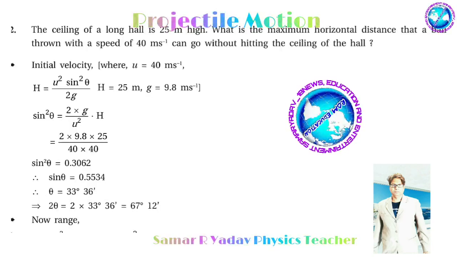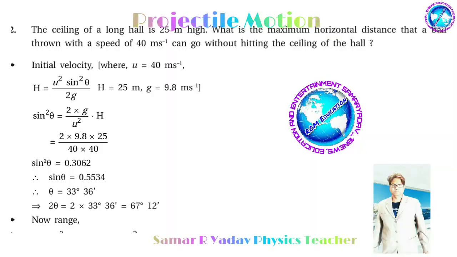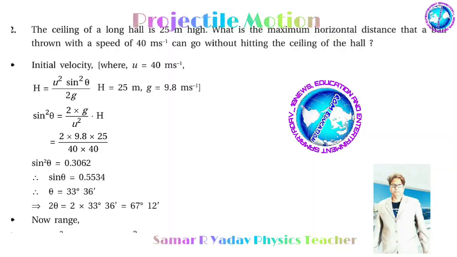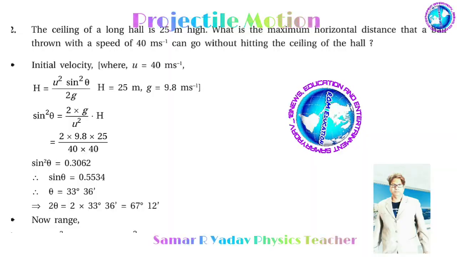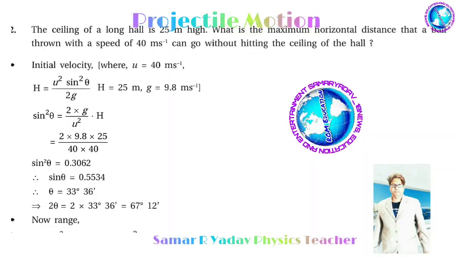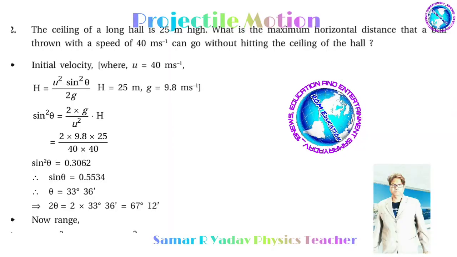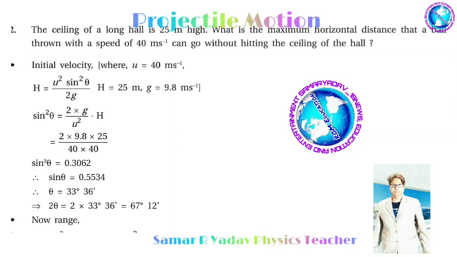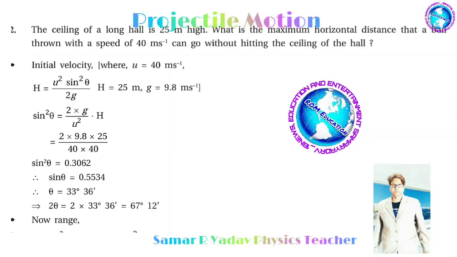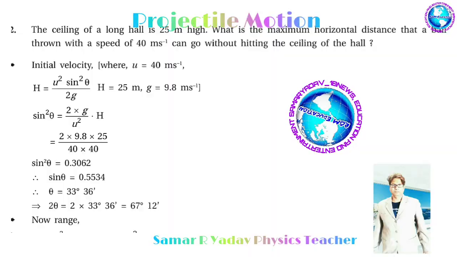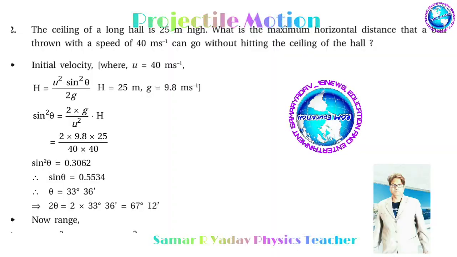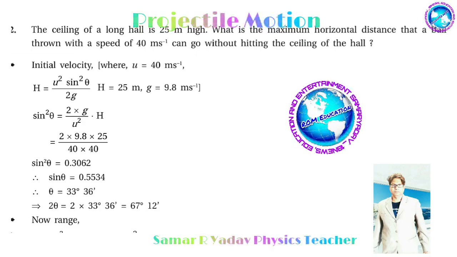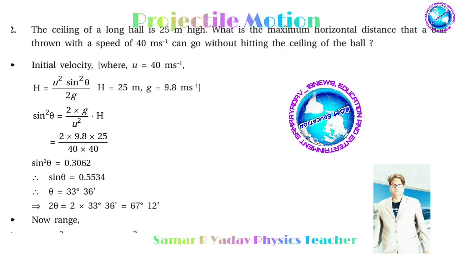The ceiling of a long hall is 25 meter high. What is the maximum horizontal distance that a ball thrown with a speed of 40 meter per second can go without hitting the ceiling of the hall? Initial velocity u is equal to 40 meter per second, h is equal to u square sin square theta upon 2g, h is equal to 25 meter and g is equal to 9.8 meter per second square.